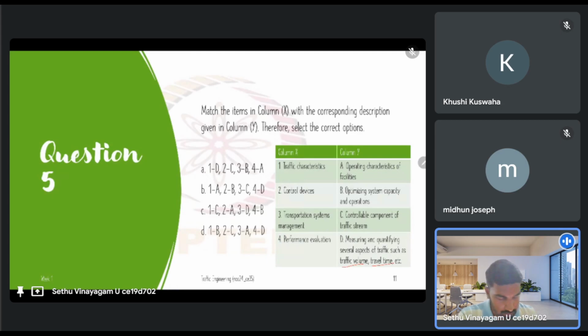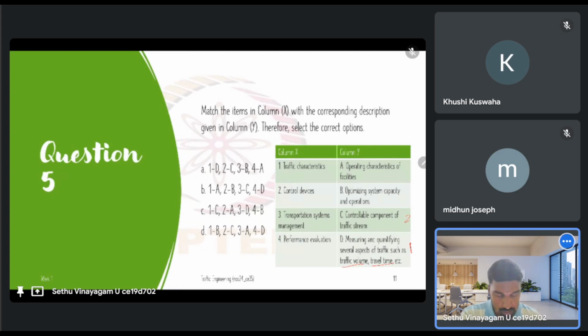So one is matched with B. Two is control devices. As I said, out of the four components, the users, the vehicles, roadway, and the control devices, the roadway and the control devices are the controllable components of the traffic system, right? Users and the vehicles are not controllable with respect to traffic engineering, right? So control devices are the controllable component of the traffic system. So 2 is matched with C.